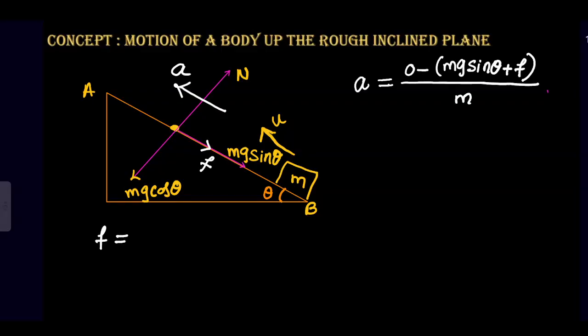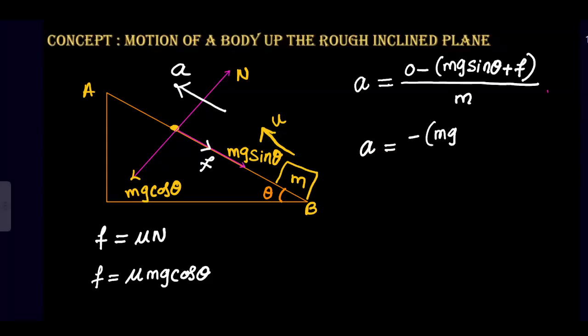How much is the frictional force here? That is mu into N. So how much is the N value? That is mu mg cos theta. We place it here. So a is equal to minus mg sin theta plus mu mg cos theta, all by m.